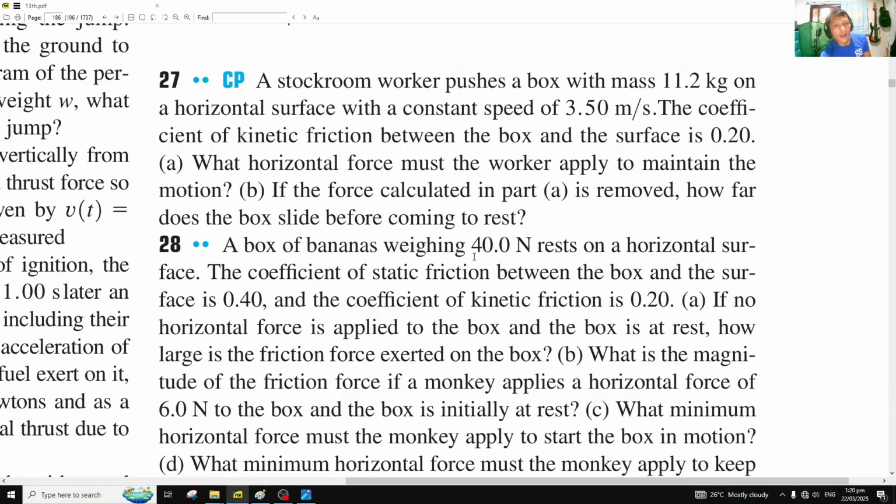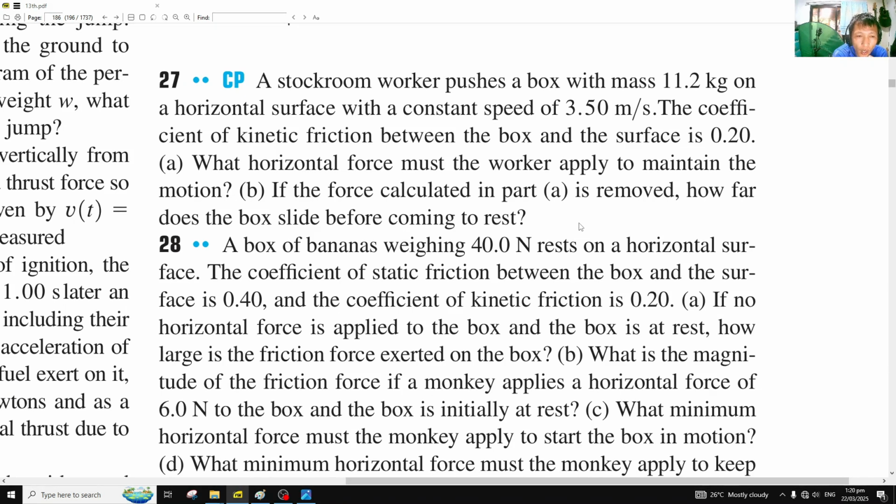Okay. Another problem. We have problem 27. A stockroom worker pushes a box with mass 11.2 kilograms on a horizontal surface with a constant speed of 3.50 meters per second. So the coefficient of kinetic friction, because it's moving, is given between the box and the surface as 0.2.